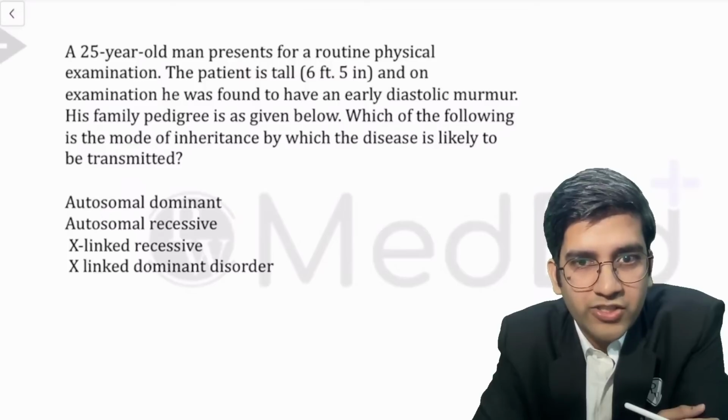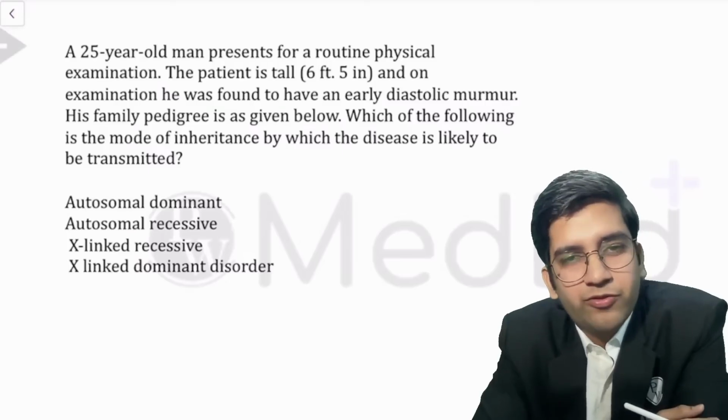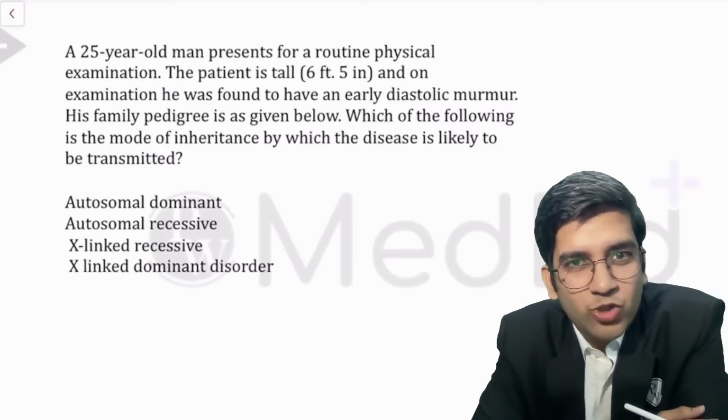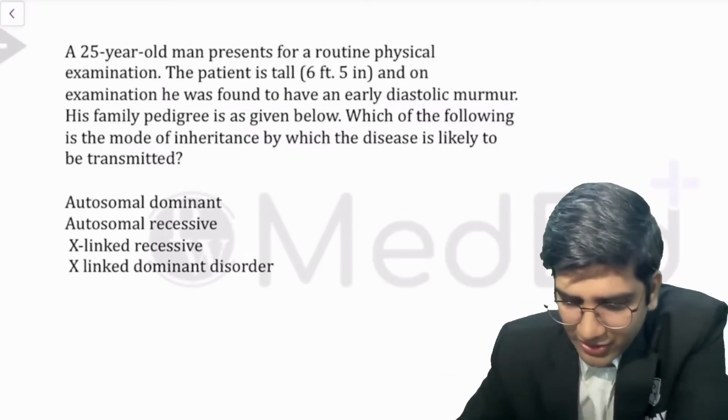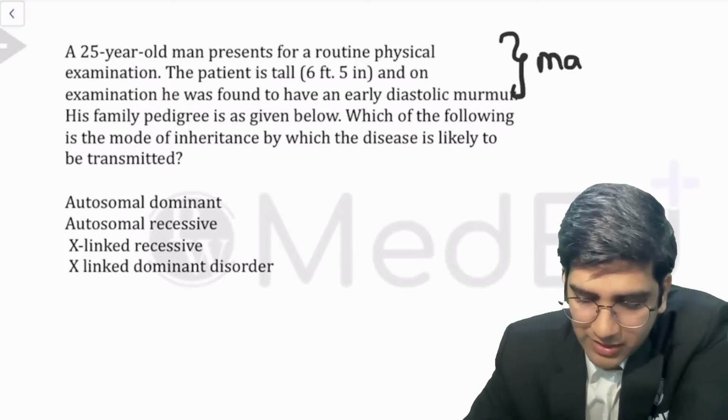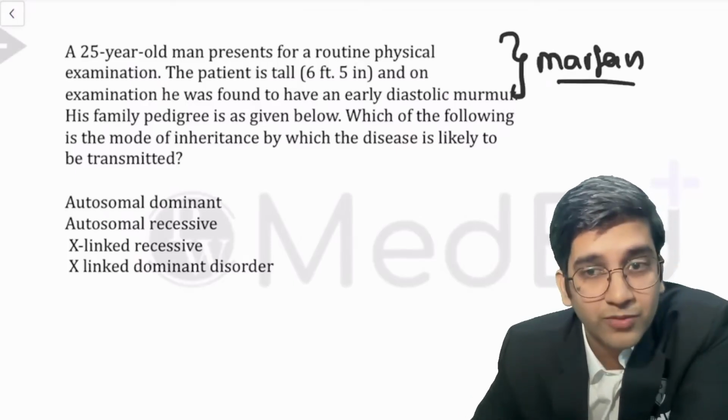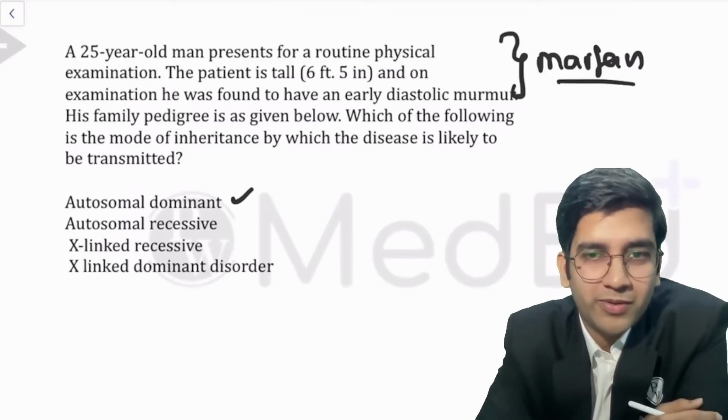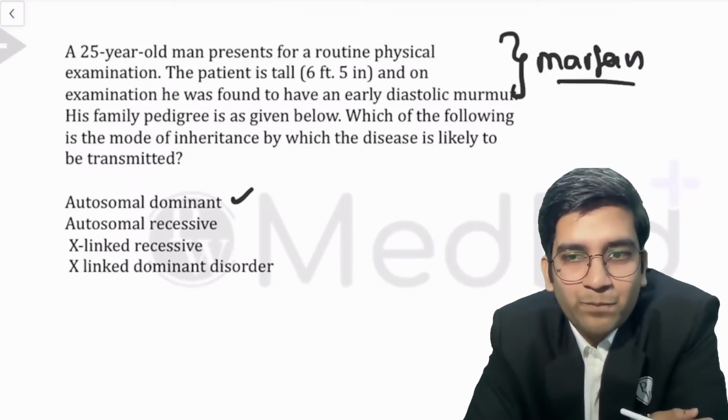Diagnosis here is a simple one. 25-year-old, routine examination, 6 foot 5 inches, early diastolic murmur, some problem here. Perfect. The diagnosis is straightforward here. It's Marfan syndrome. Answer? Autosomal dominant, right? It's a very, very simple thing, right?